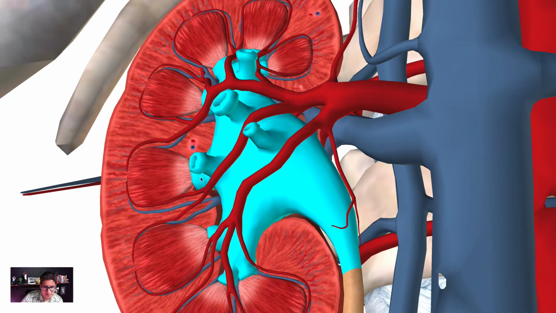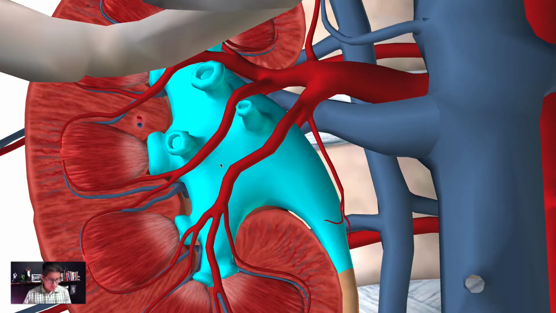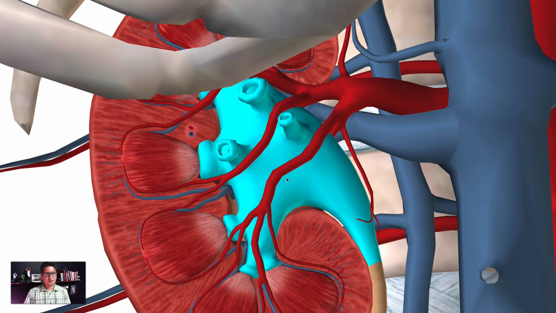The minor calyces then gather together into the major calyces, and then basically into the renal pelvis, and then down the ureter into the bladder. So this entire area that I have highlighted here is called the renal pelvis. In this renal pelvis, it's subdivided into major and minor what we call calyces. So your minor calyces are these areas right here.